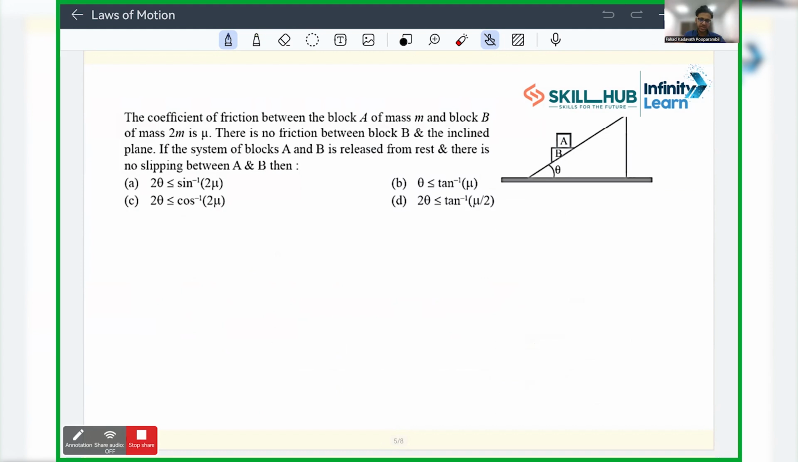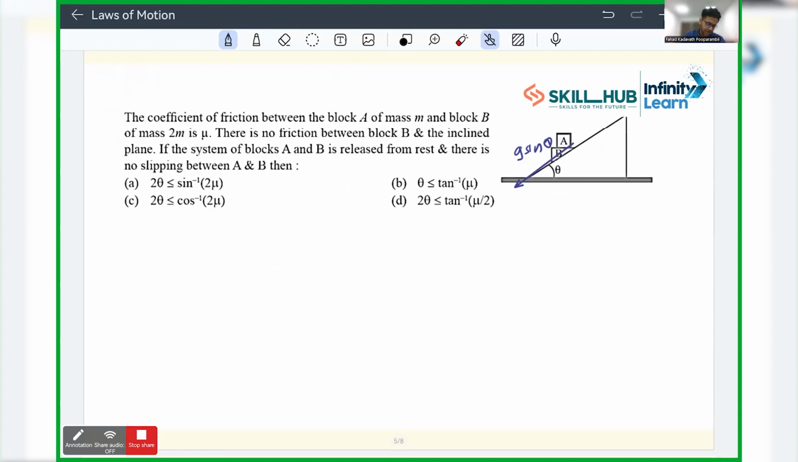And we have to find a relation connecting the angle theta and the friction such that A shouldn't slip over B. In that condition, we need to find a relation connecting theta and mu. From this question, it is understood there is no friction between B and the incline. Then B would be moving in this direction with an acceleration g sine theta, moving down. Since there is no friction, nothing is there to resist that motion, and g sine theta would be the acceleration down the plane.